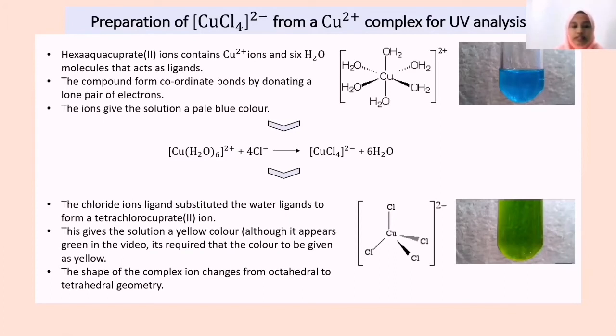Finally, the shape of the complex ion will change from octahedral form to tetrahedral geometry. You can see from the diagram the structure of the tetrachlorocuprate(II) ion as well as the color, which is yellow.